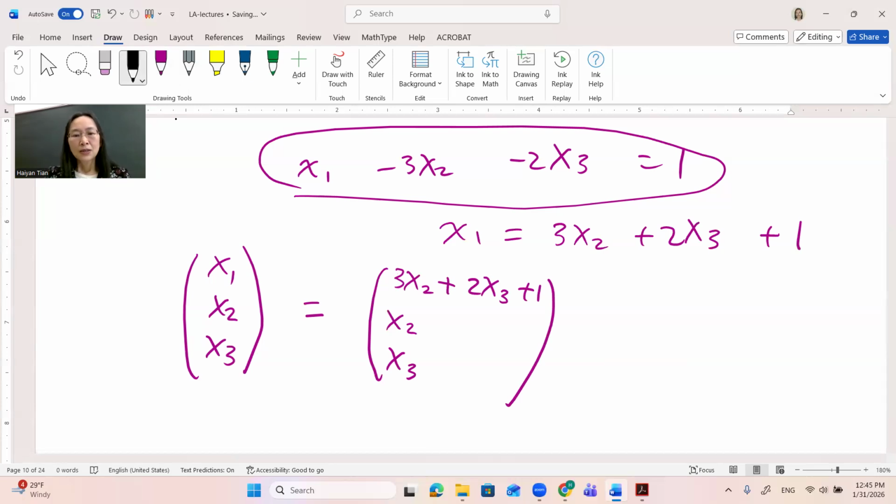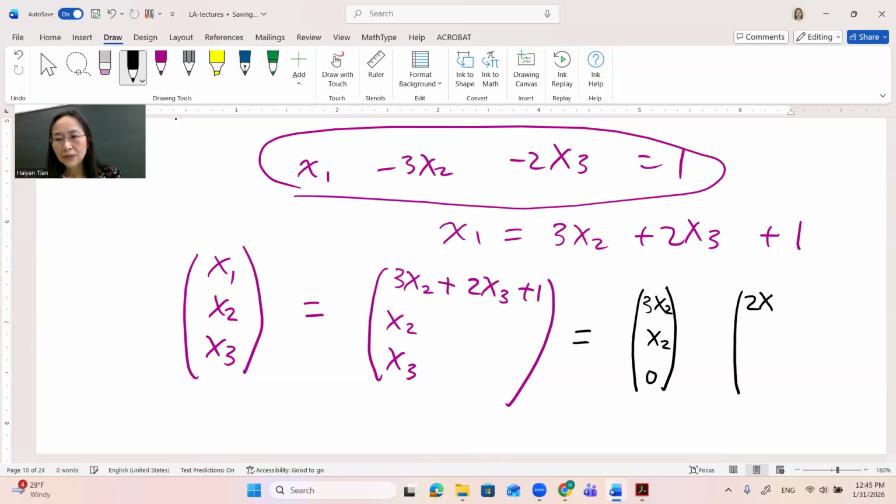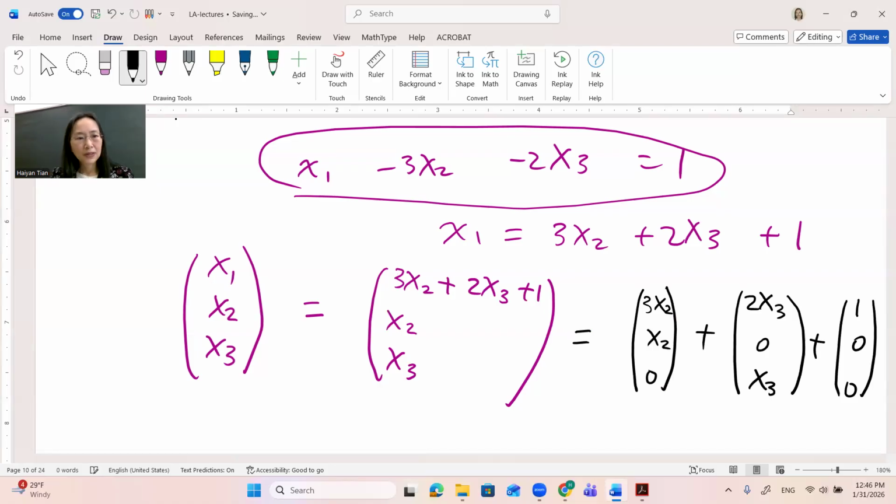So we will have this general solution. This solution can be written as a sum of three vectors. One vector involves only the free variable x2. One vector involves only the free variable x3. And one vector involves only constants, that means it does not involve either x2 or x3. So I want to decompose the vector. That's the general solution for the non-homogeneous system, and we can write it as a sum of three vectors.